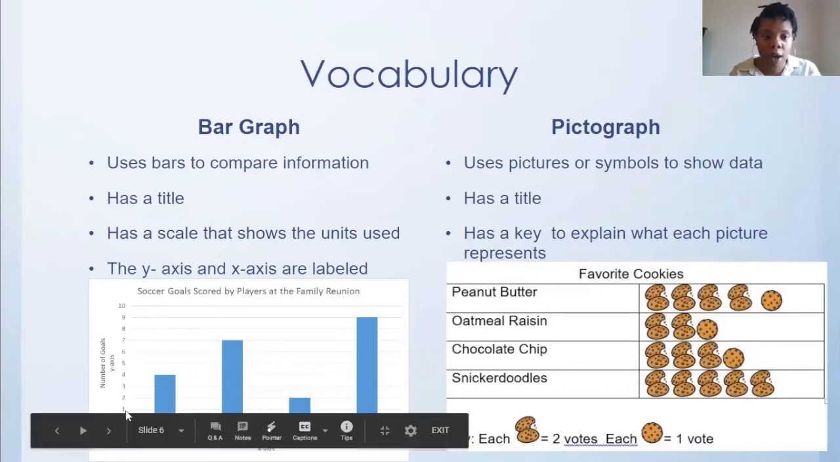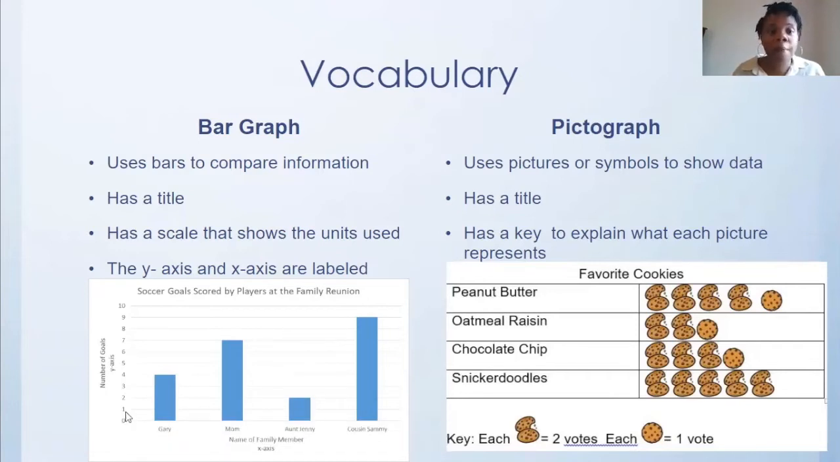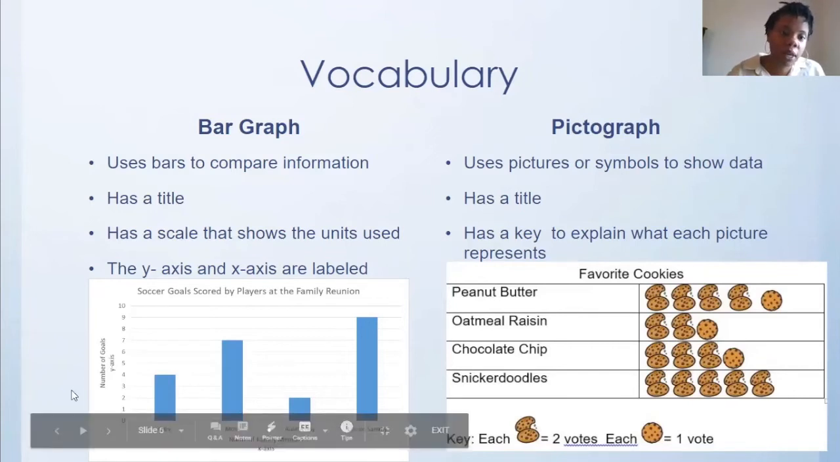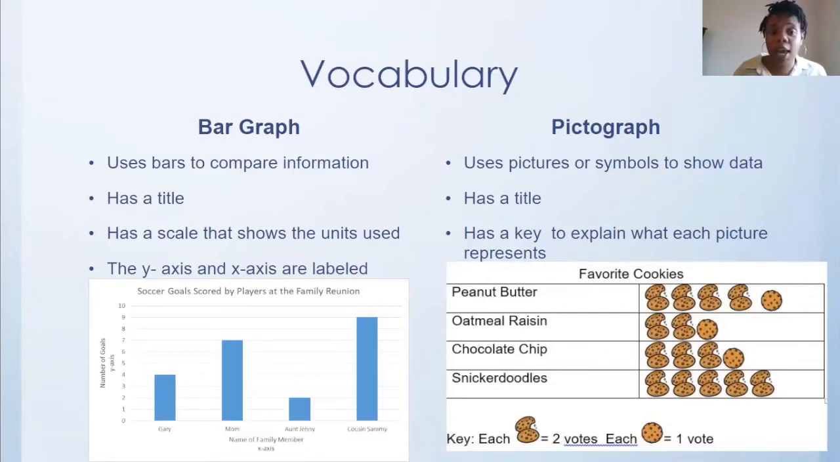If I look at my scale, I decided that I wanted my scale to go by ones. I didn't want to go by twos or threes. I wanted to use ones because the highest goal scored was 9, so I didn't need to go any higher than 10. And I decided that using ones would be better. I also labeled my y-axis with the number of goals, and my x-axis is where I put the family member who scored the goals. So now we know who scored and how many goals they scored.